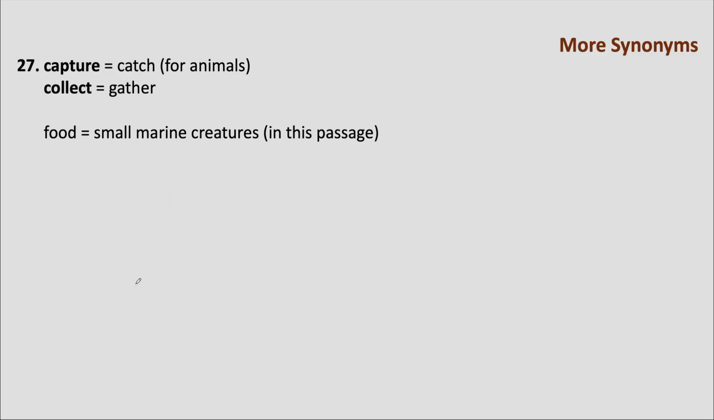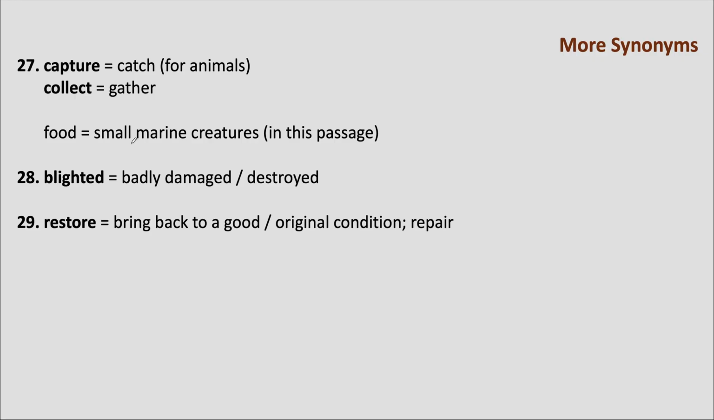Capture and collect have slightly different meanings, but they can sometimes be used in a similar way. Capture is usually used for catching animals, while collect means to gather things more generally. In this passage, instead of the word food, we see the phrase small marine creatures. Blighted means something that is badly damaged or destroyed. It is often used for places, crops, or environments, not usually for people. Restore means to bring something back to its original or a good condition. It is similar to repair.